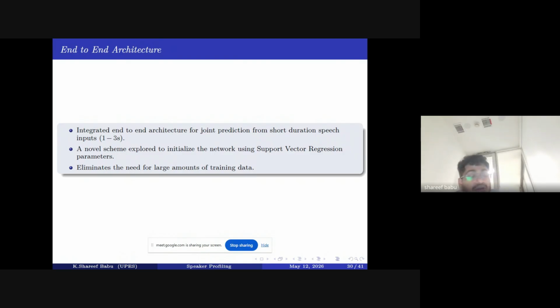So far in the conventional settings, we trained the model for height separately, and we trained the model for age separately. Now in this joint prediction architecture, we try to predict both height and age all together in a single go. And also in this neural network, we have proposed a very novel scheme of initialization using the support vector regression parameters, which helps us in limiting the large amounts of data for training purposes.